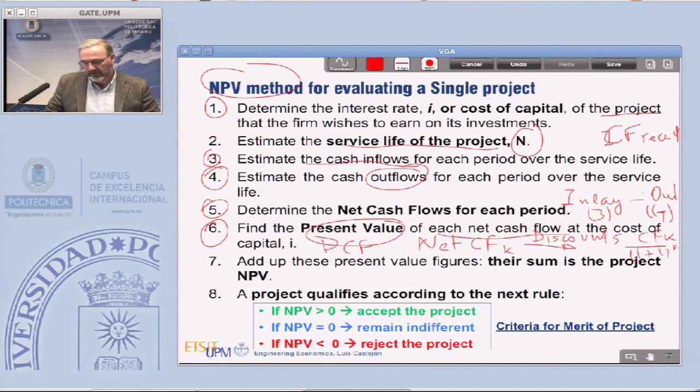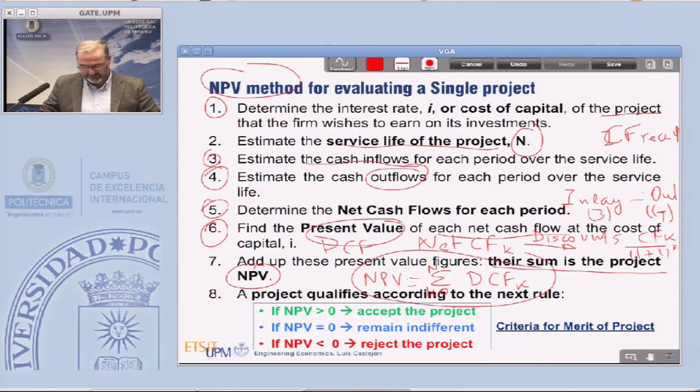Then, as I have the discounted cash flows of every year, what we can do now is to add up all those discounted cash flows, and then their sum. This sum will be the project net present value. So the net present value will be equal to the summation from 0 to n, which is the project life, of the discounted cash flows of every year k. So that is the formula of discounted cash flow.